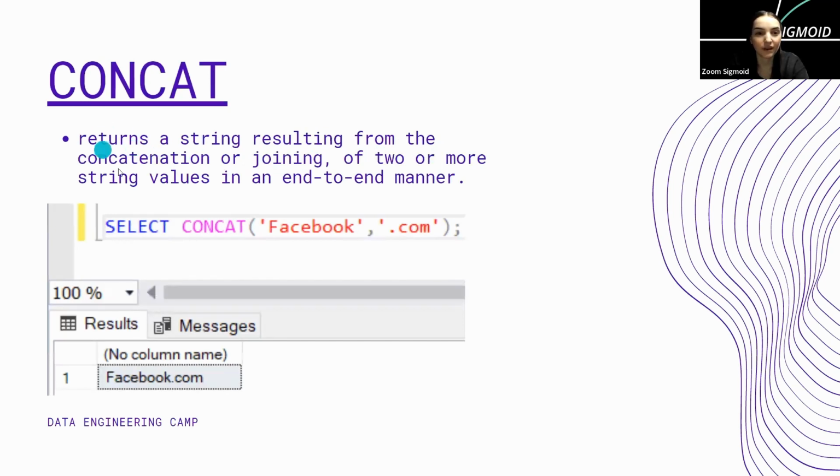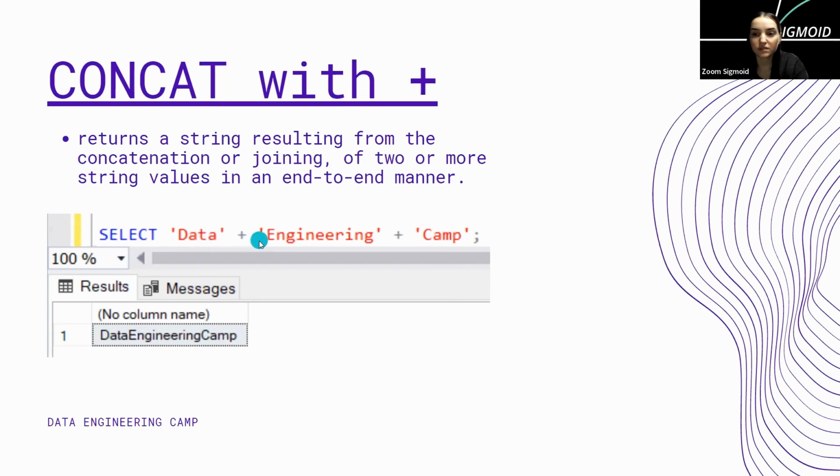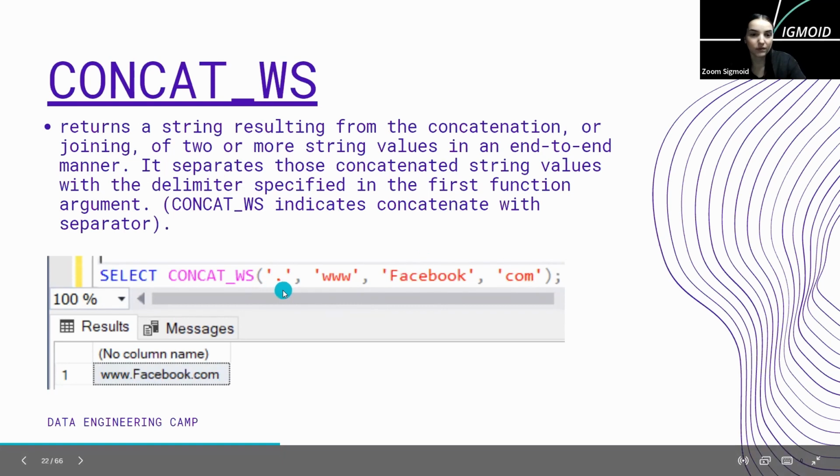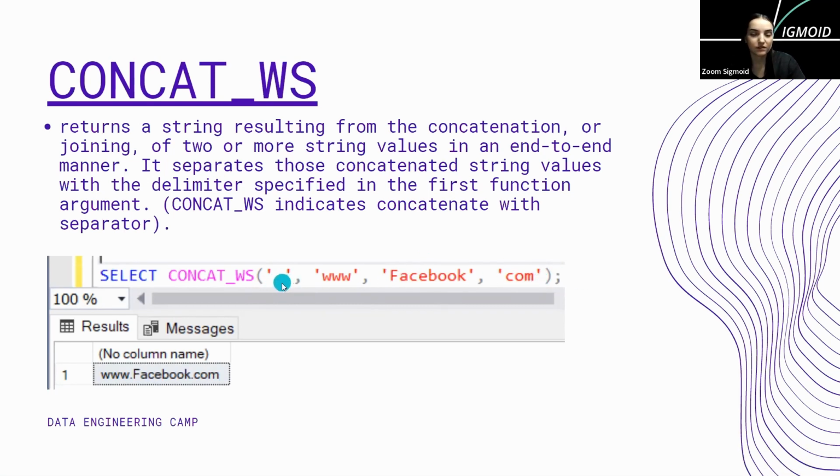CONCAT returns a string resulting from the concatenation or joining of two or more string values in an end-to-end manner. So select concat facebook.com, and it returns a concatenated string. We have concatenation with plus that, as you remember, we used in aliases when we concatenated multiple columns. Here we can do it with CONCAT_WS, concat with separator, which returns a string. You have to indicate the separator, and then you have to indicate all the strings that you want to concatenate. And therefore we got www.facebook.com, and after the last one it doesn't put the separator.